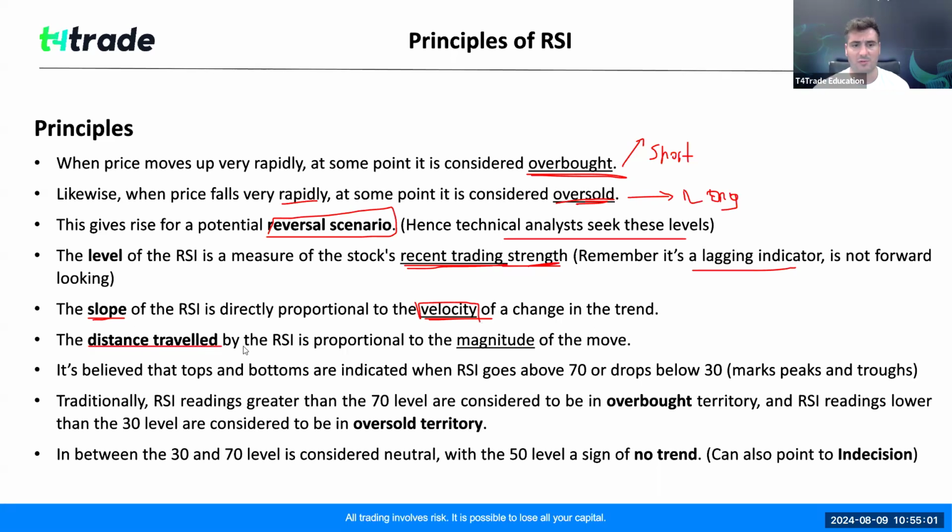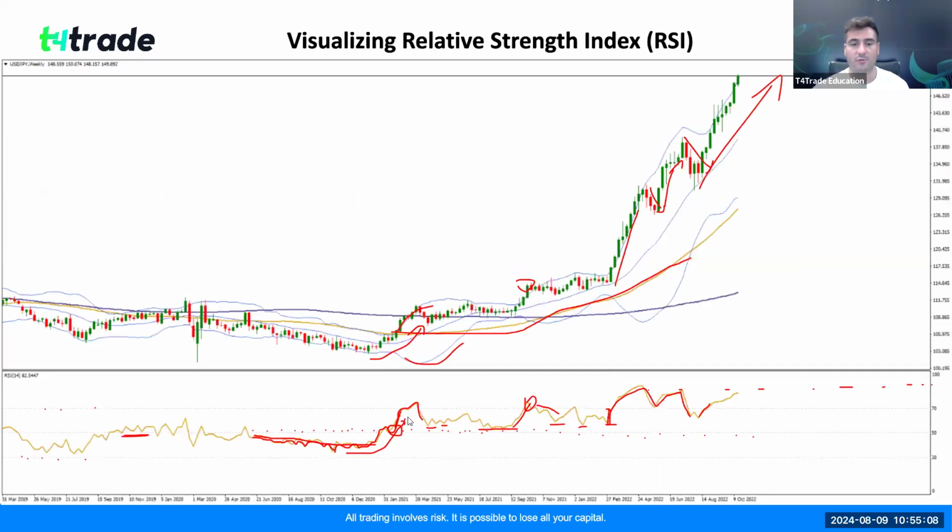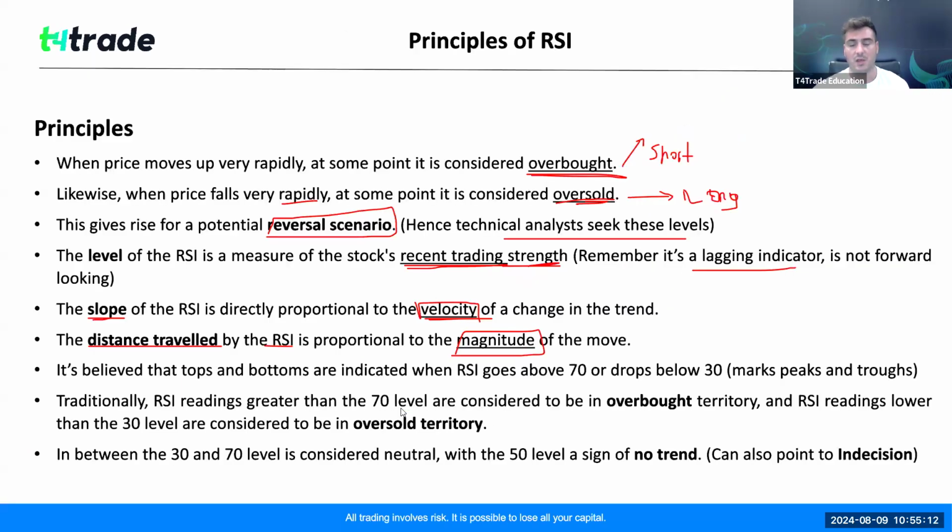So the distance traveled by the RSI is proportional to the magnitude of the move. If you jump from 50 towards 60 and from 60 towards 70, and you have a sharp slope as well, magnitude and velocity are there. Super nice signals that tell you to go long.